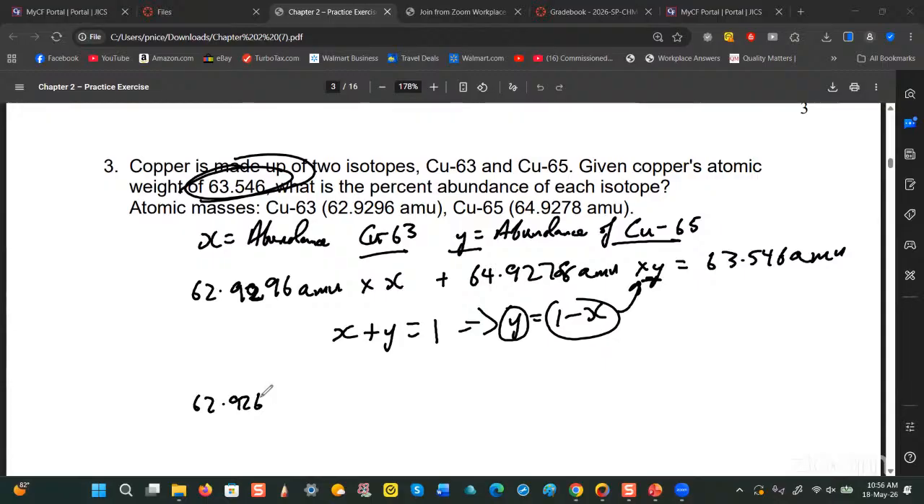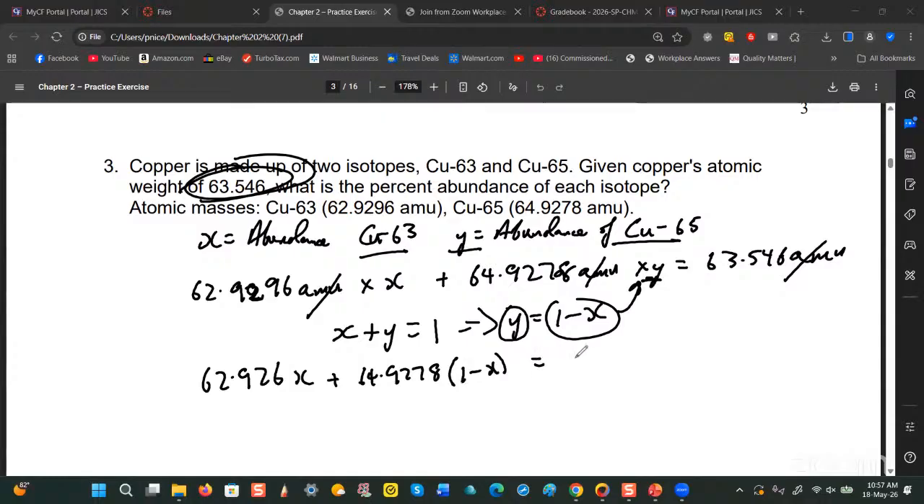So you're going to end up with 62.92696 AMU. In fact, let me make things simpler and cancel out the AMUs. Just rewrite this here: 62.926 X plus 64.9278, and then I'm going to multiply that by 1 minus x, and that will be equal to 63.546. So all we have to do now is solve for x.